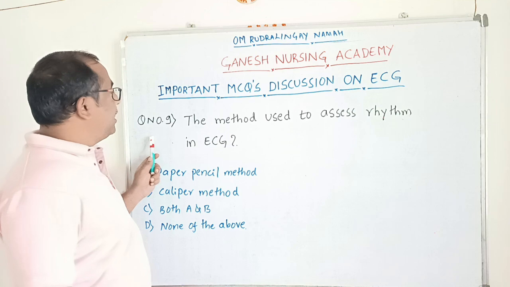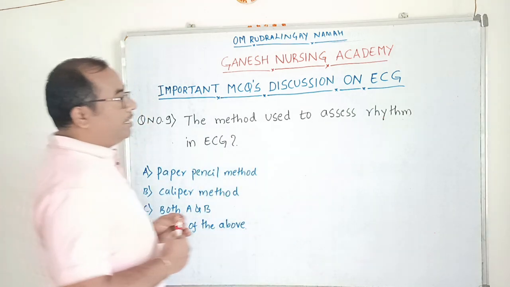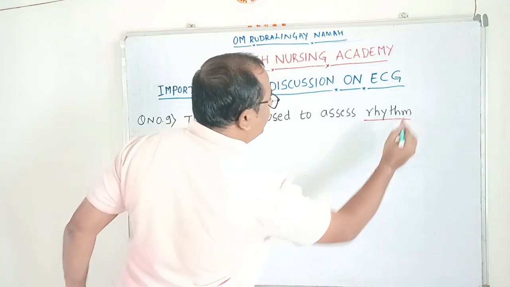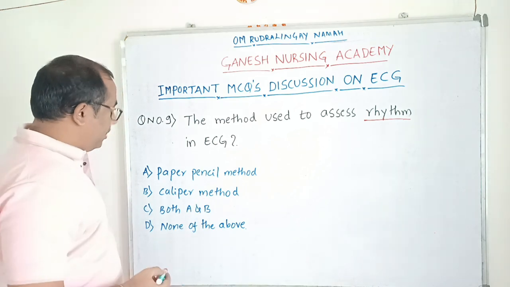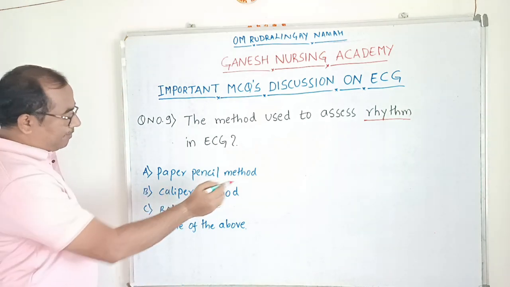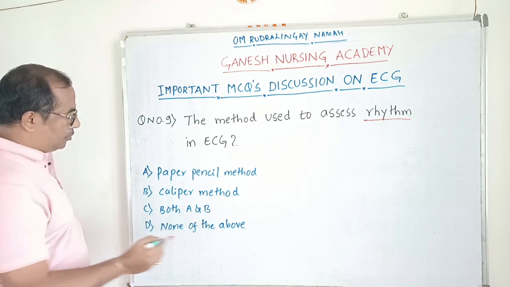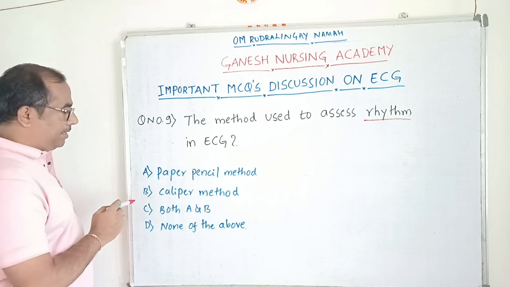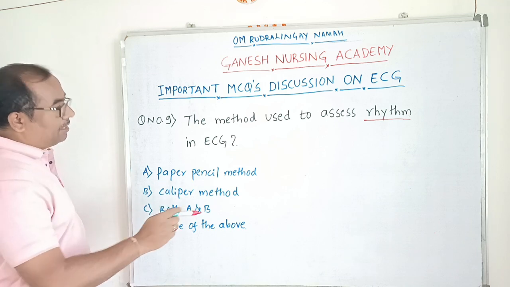Question number 9: the method used to assess rhythm in ECG. The key word here is rhythm. The options are: option A, paper and pencil method; option B, caliper method; option C, both A and B; and option D, none of the above.